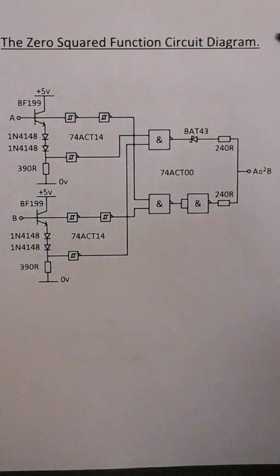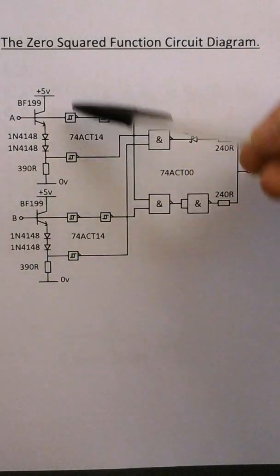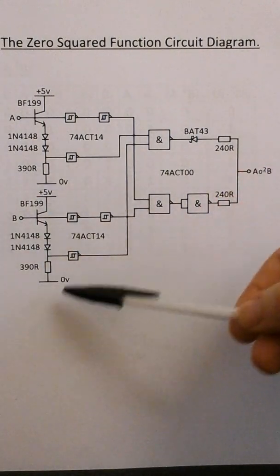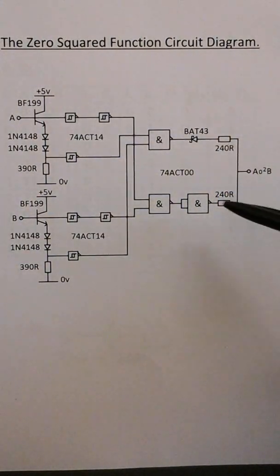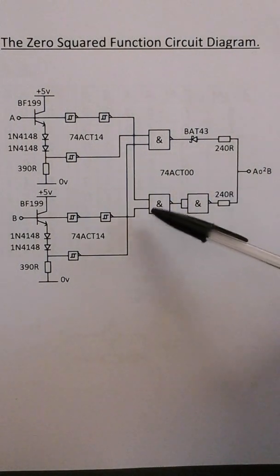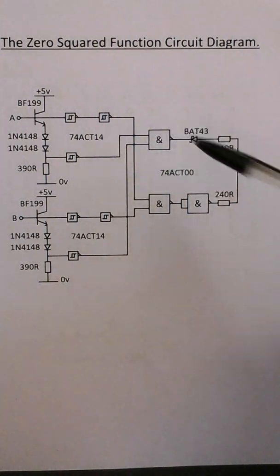So here I have the 0 squared function circuit diagram. Same thing as before, the diode resistor networks here, transistor networks for A and B. And I'm using this NAND function wired as an inverter to make this whole function an AND function. And this here is a NAND function.